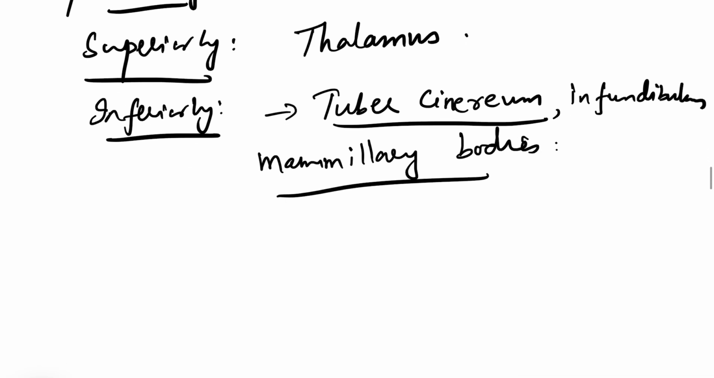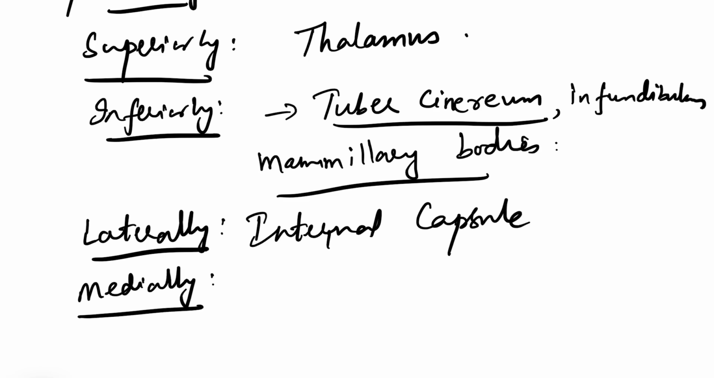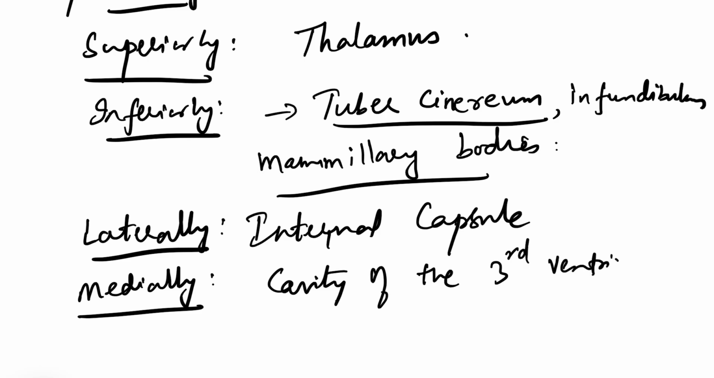Then we'll see the medial as well as the lateral relations. Laterally there is the internal capsule, a very important structure of the CNS, and medially there is the cavity of the third ventricle. Okay, hope the boundaries are very clear to you right now. So medially, the cavity of the third ventricle.